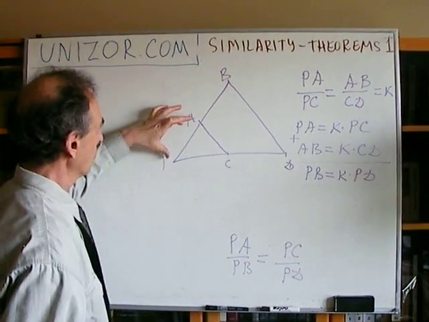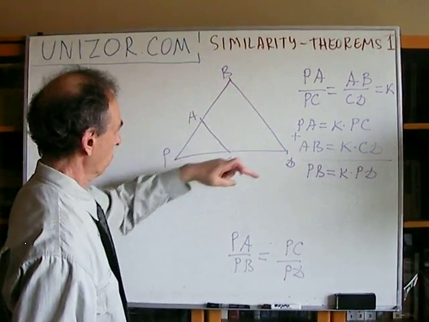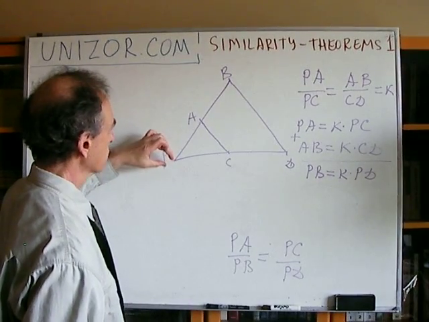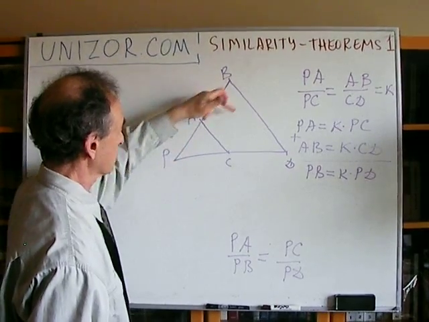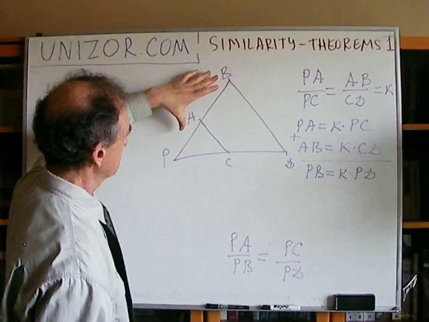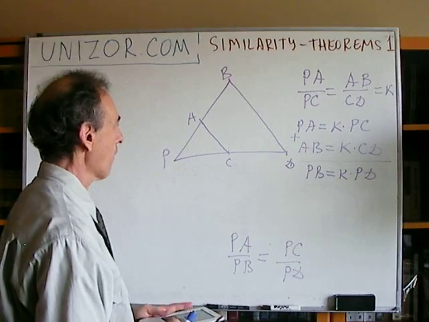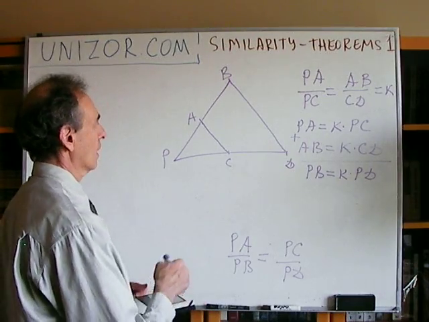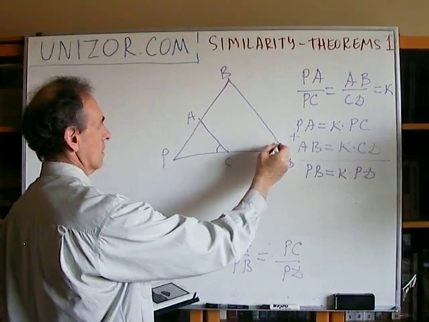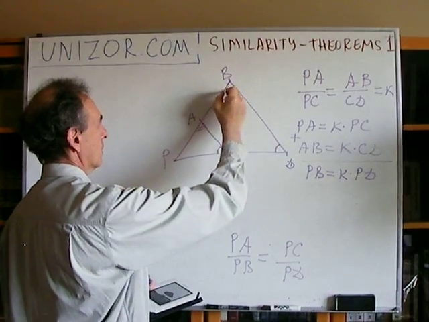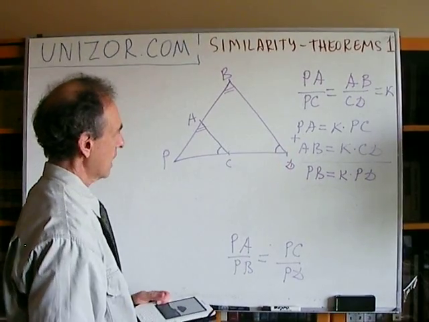So we have a smaller triangle, PAC, and a bigger one, PBD. Now we see that the corresponding sides which form this angle, which is common for these two, PA over PB as PC over PD. So that's proportionality. That means triangles are similar, and that's why these angles are congruent to each other, because they lie against proportional sides of the triangles.